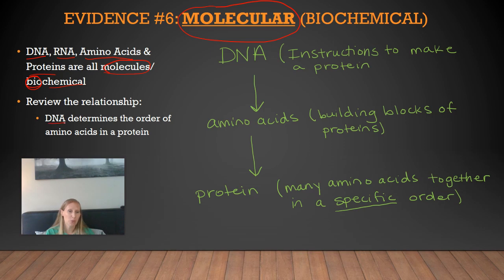So, if we review something real quick, remember that DNA determines the order of amino acids in a protein. Remember, DNA is the instructions on how to make a protein. If I want to build a protein like Legos, I need all of those individual pieces. The building blocks are called amino acids. And when I put them together in a specific order, all those amino acids together make a protein. And again, in order to know how to make that protein, I need to use the DNA, which is like my instructions.